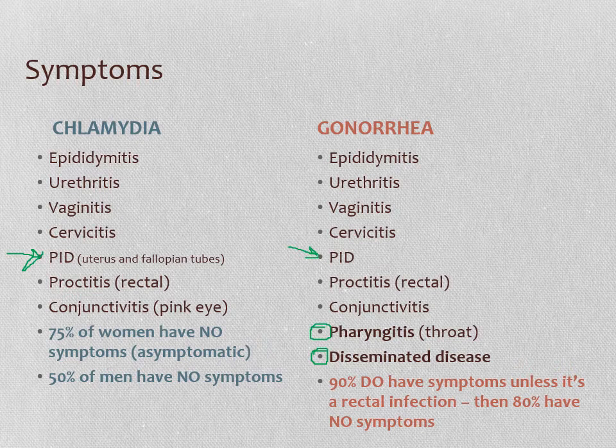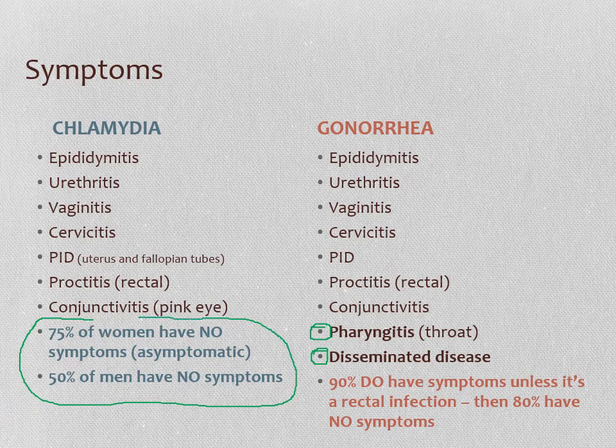The other difference, I'm going to erase the arrows to PID because those are the same. The other difference between the two is that chlamydia is usually asymptomatic. All right, this is the killer. So 75% of female-bodied people have no symptoms when they have chlamydia, when they have a vaginitis or a cervicitis from chlamydia.